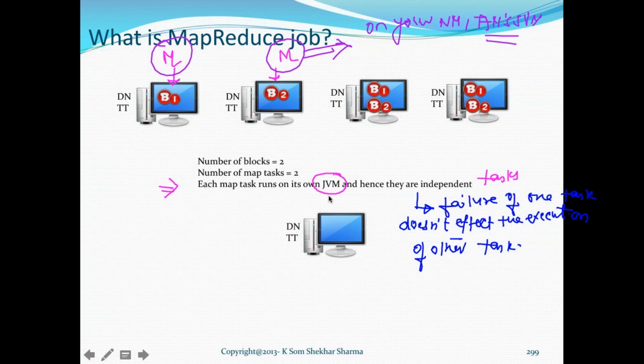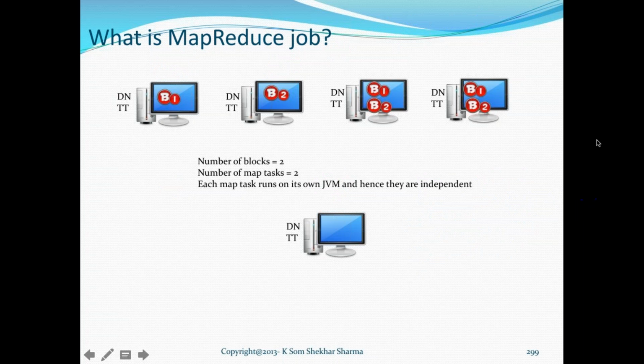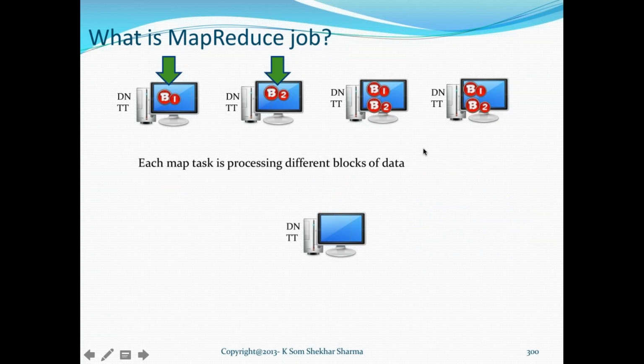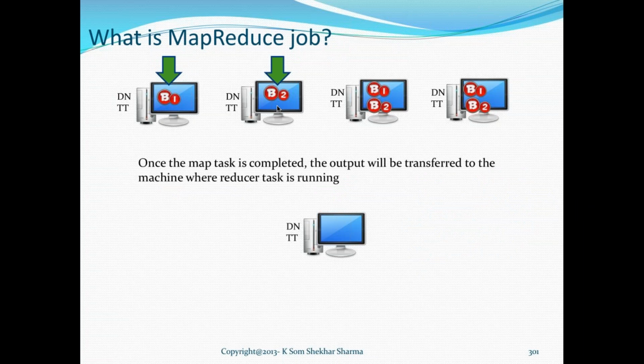And as soon as you say they run on a separate JVM, these are independent tasks. The word independent, you should understand, means that the failure of one task will not affect the execution of the other tasks. Now coming back here, the number of blocks is two, so the number of map tasks will be equal to two. And these two tasks will run in parallel, and each task is processing a different block of data.